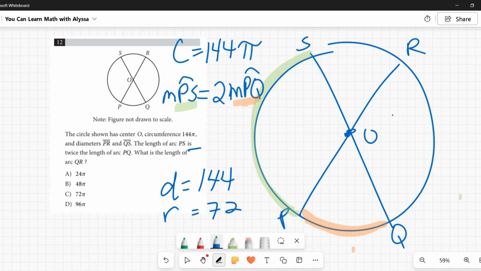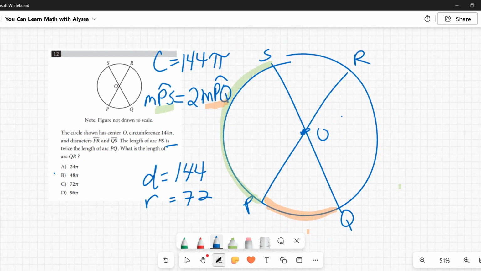Do you see how this is? Because they told us QS is a diameter. It's cutting the circle in half. These two sides, each of them is half of this circle. So that lets me know the length of this full arc from S all the way to Q is going to be half of the full circumference. Well, if the full circumference is 144 pi, half of that is 72 pi, which I already know from when I was finding my radius. So the full arc QS, or I could say arc SQ, it doesn't really matter, that whole distance is 72 pi.